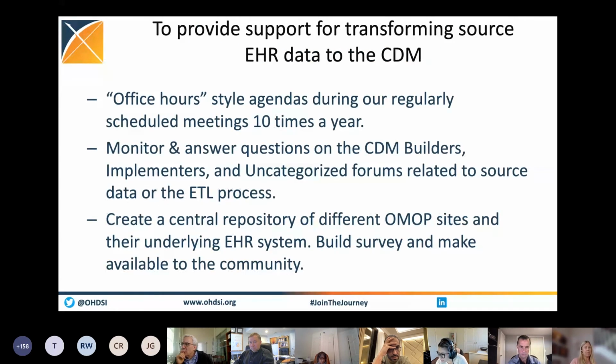So the first objective, to provide support for transforming source EHR data to the CDM, we have some key results. So we're going to continue with our office hours style agendas during our regularly scheduled meetings.